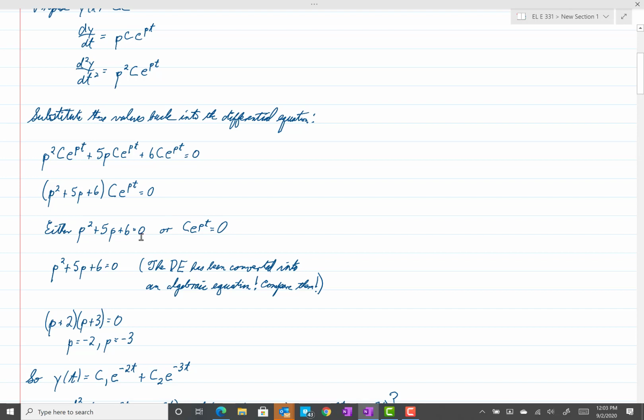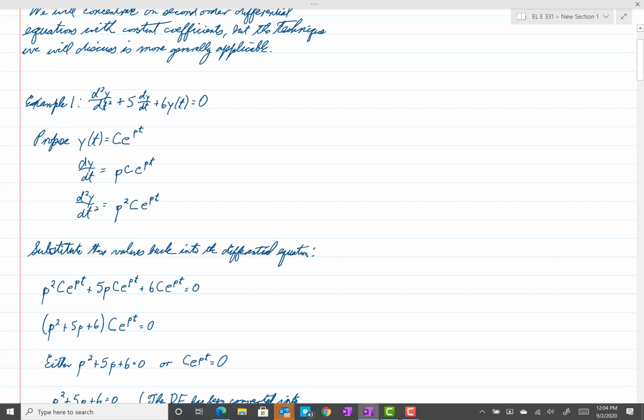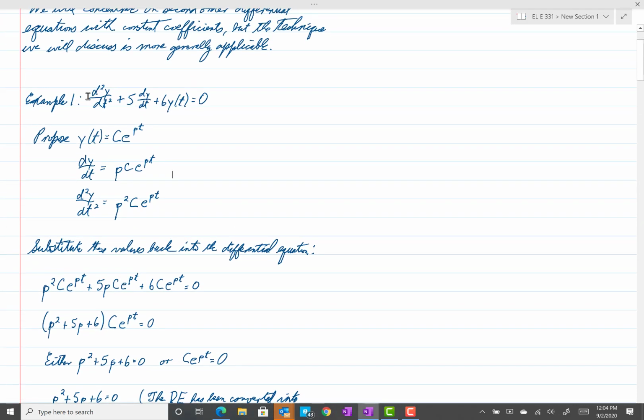And so therefore, we're left with the conclusion that it must be true that p squared plus 5p plus 6 is equal to 0. Now look at this equation we have arrived at. This equation, p squared plus 5p plus 6 equals 0, looks a lot like what we started with up here: d squared y/dt squared plus 5 dy/dt plus 6y is equal to 0.